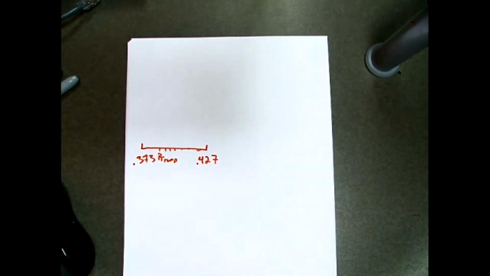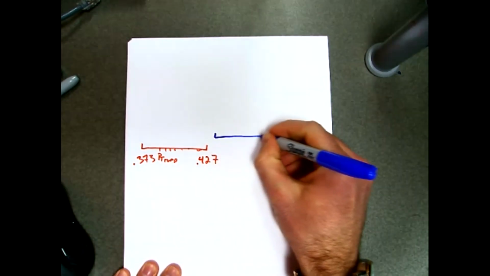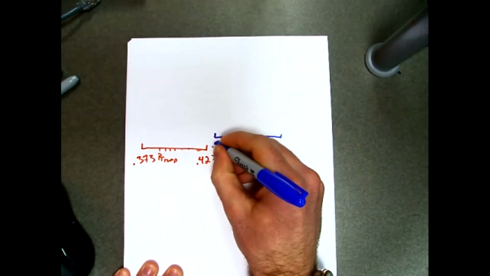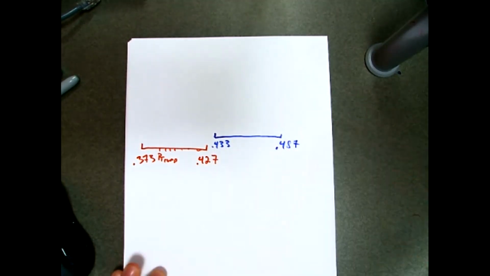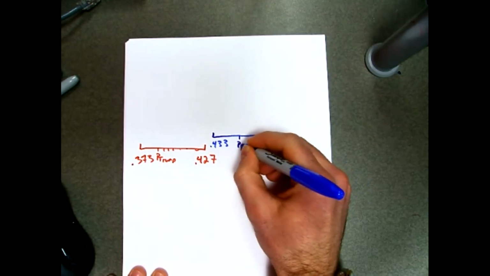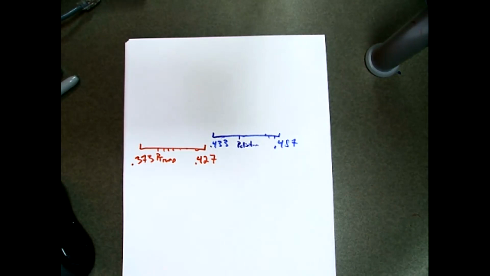Right? If we then plotted the upper and lower bound for Clinton, and you have to go back to recall this, the lower bound was 0.433, the upper bound was 0.487. So the true proportion of people who are going to vote for Clinton is somewhere in this range. I built both these confidence intervals at the 90% level. So notice they don't quite overlap.